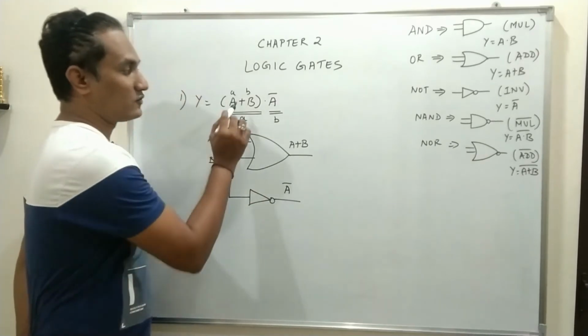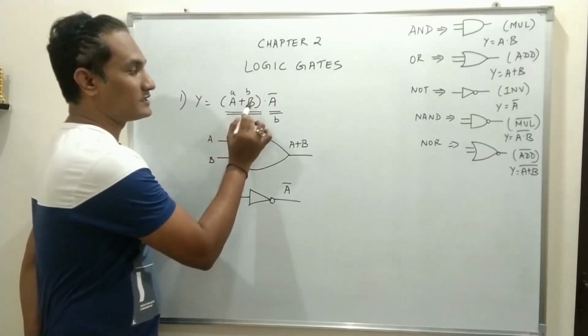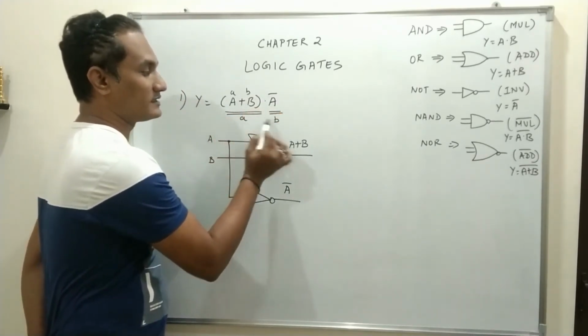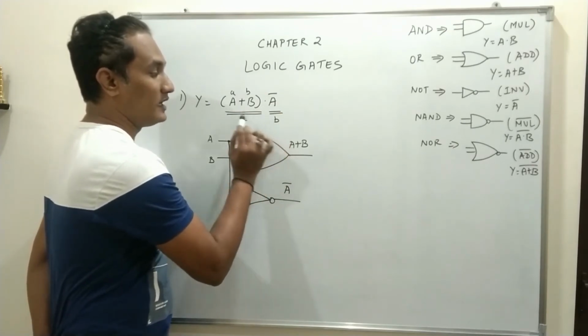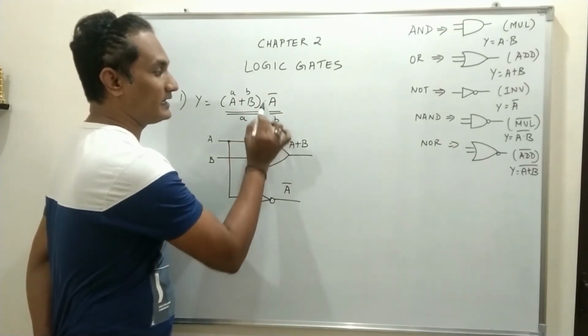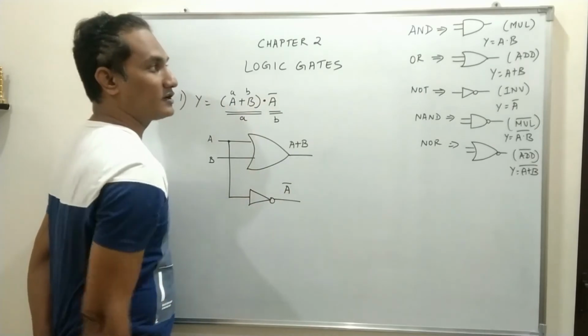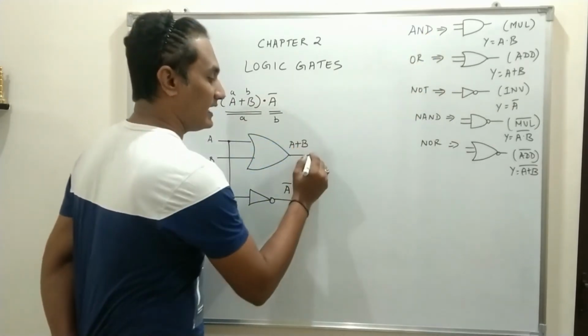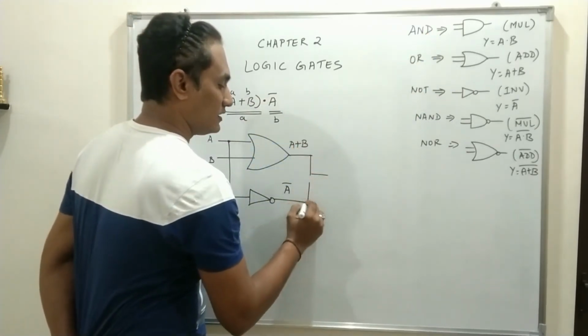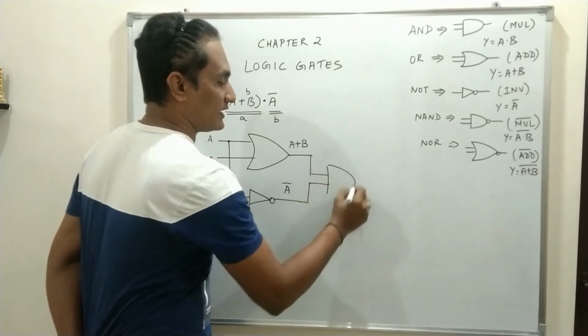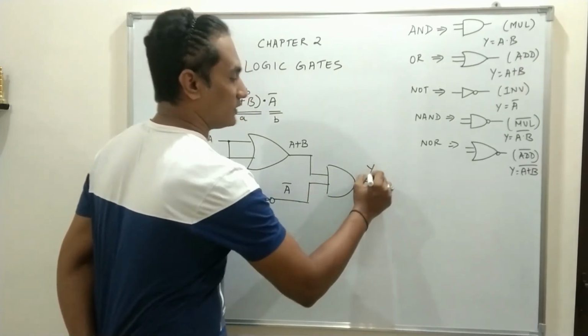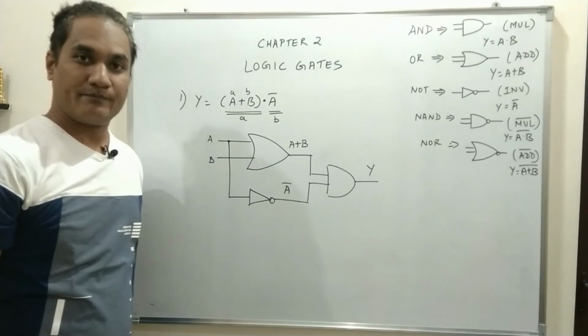A bar. So what you have got is this A plus B and this A bar, which you have already got. Now how are these two connected? By a dot sign. Dot sign indicates AND gate. So these two outputs have to be connected by AND gate. This will be your Y.